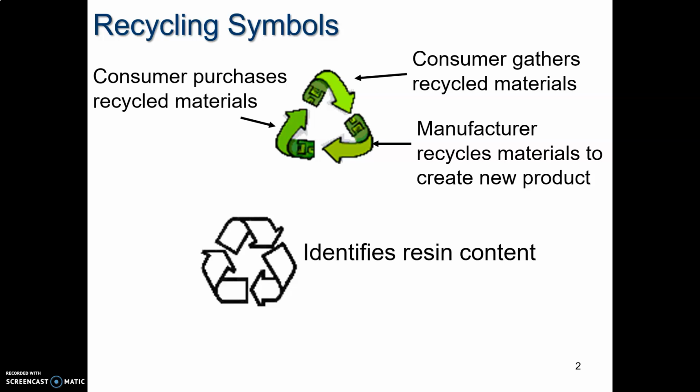They're usually somewhere on the product, like on the label, or on water bottles they're stamped into the plastic. I did not know that these arrows actually represented something, but each arrow represents some part of the recycling process. The first arrow represents the consumer gathering the recyclable materials to be recycled. The second arrow represents the manufacturer recycling the materials to create something new. And the third arrow represents the consumer buying products that are made from recycled materials.